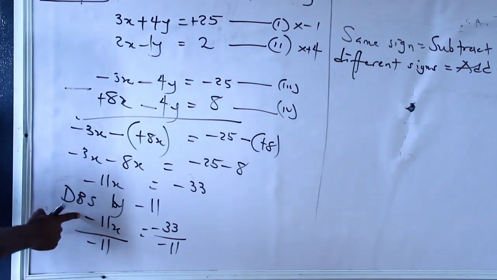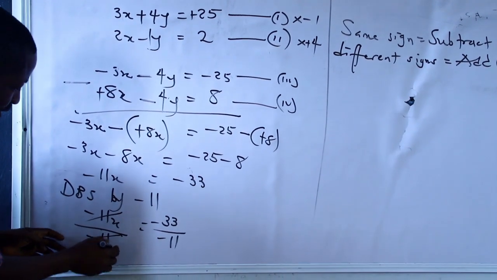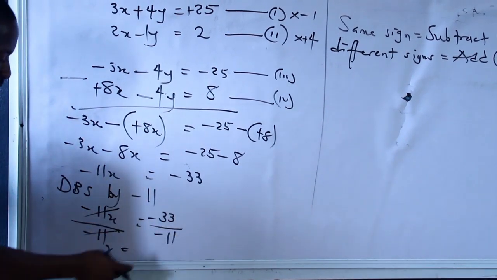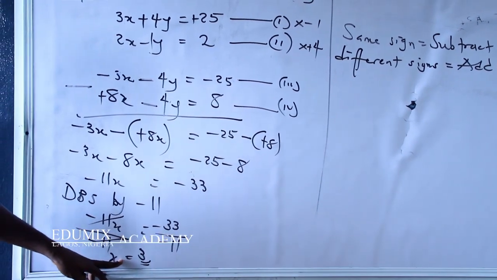So you already know that minus divided by minus is plus. So this cancels this, so on the left hand side you have x left. Now minus divided by minus is plus. 11 goes in 33 3 times, so that means x is equal to 3.